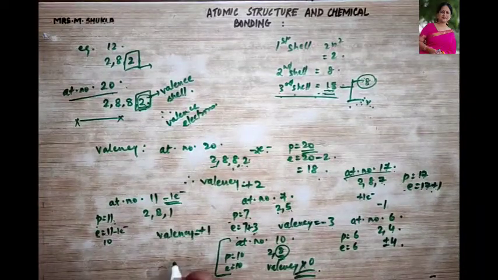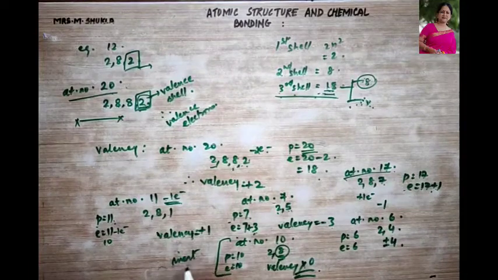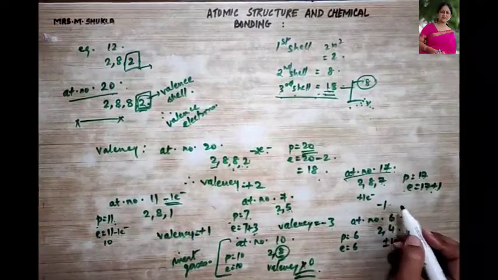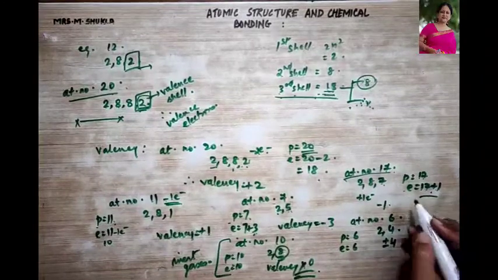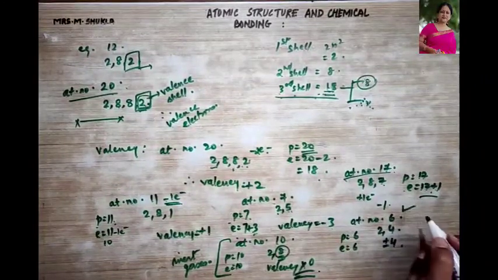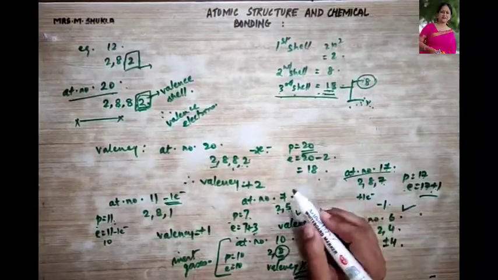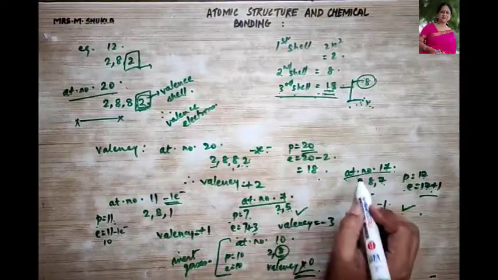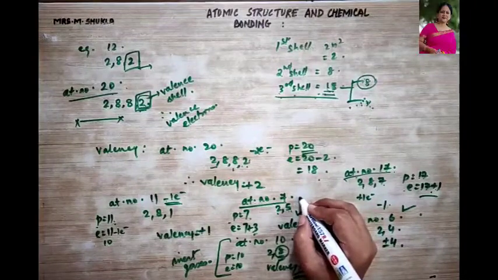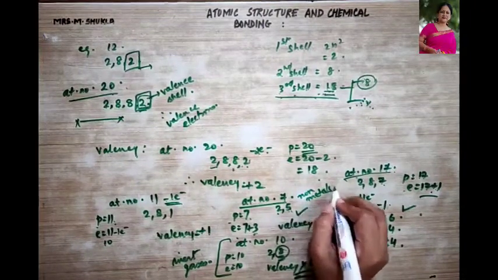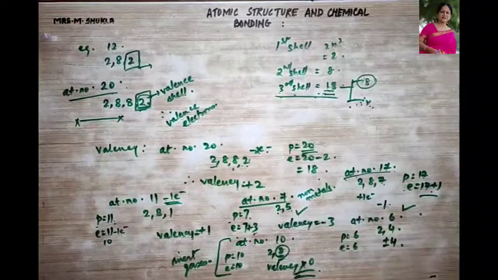What are they termed as? They are called inert gases. All those which are accepting electrons, here I have shown one example and here I have shown one example. What are atomic number 7 and atomic number 17 then? They are non-metals. That is, non-metals accept electrons.